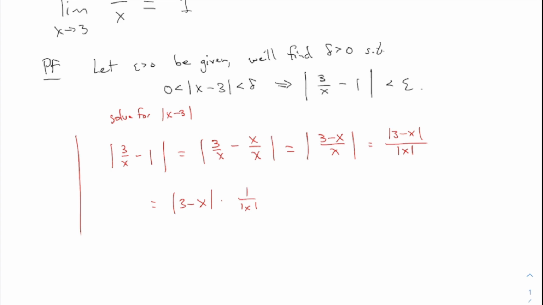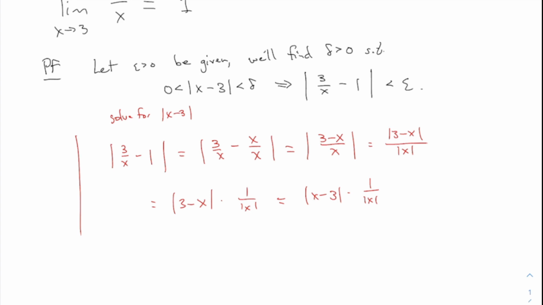Isn't 3 minus x the same as x minus 3? Yes, in the absolute values, 3 minus x is the same as x minus 3. The absolute value of x minus 3 is the same as the absolute value of 3 minus x because they are opposites of one another. One is the negation of the other. So inside the absolute values, they're the same.